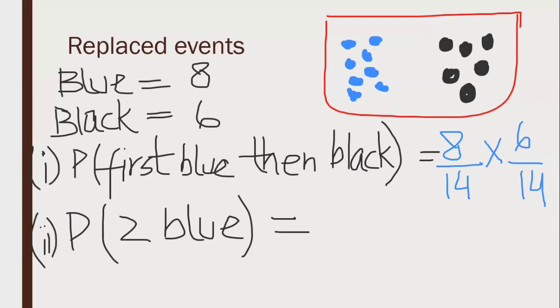Now in the second part, it states that you need to find the probability of two blue pebbles being taken one after another and not replaced. So that means that when you take out one blue pebble, you do not keep it back and you then again take out another blue pebble. So the first thing is that you need to take out one blue pebble. Getting out one blue pebble out of these 14 pebbles will be 8 over 14.